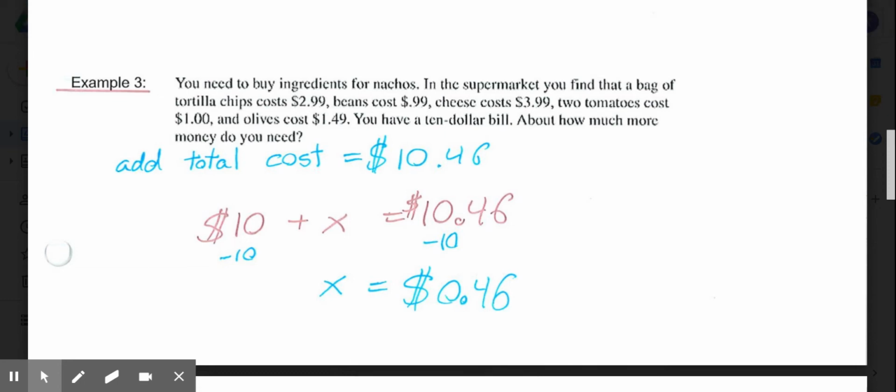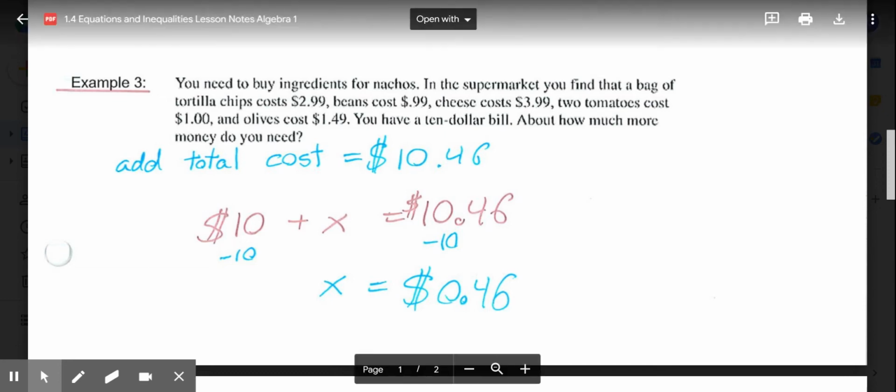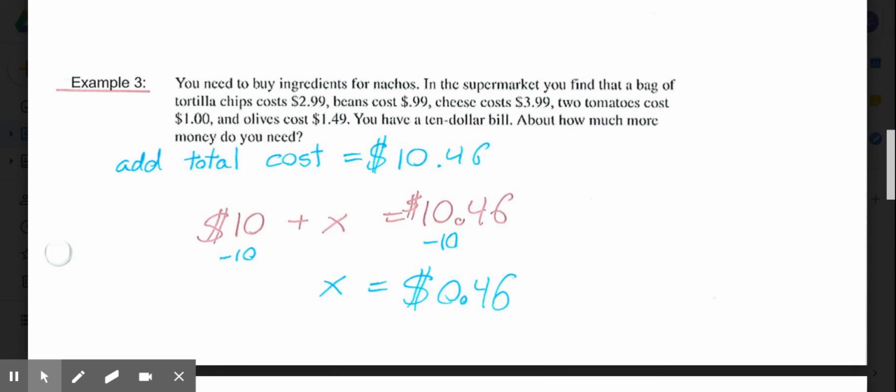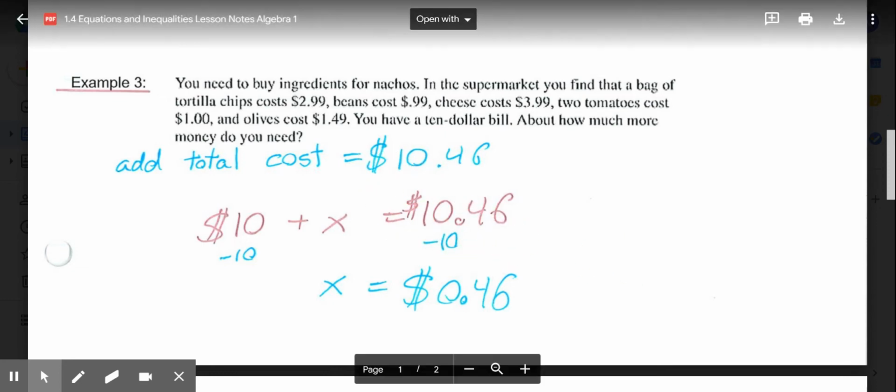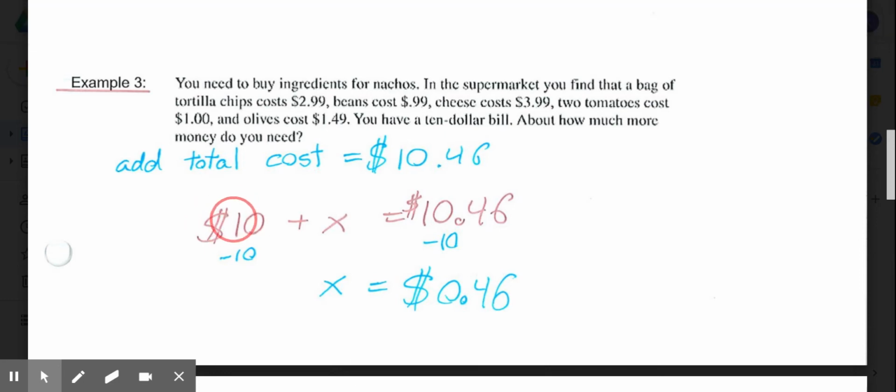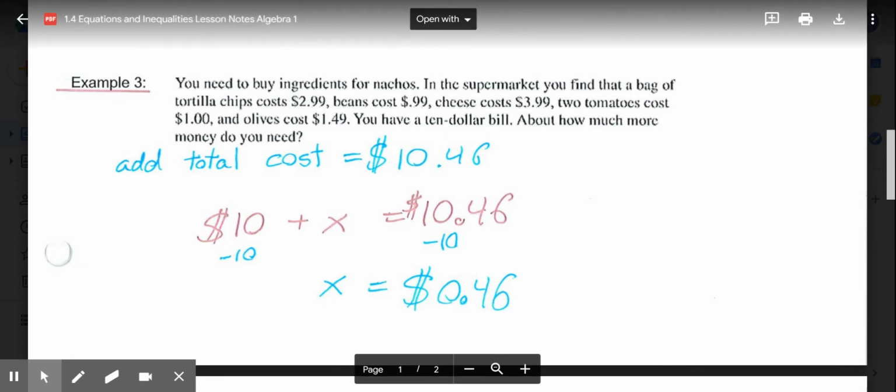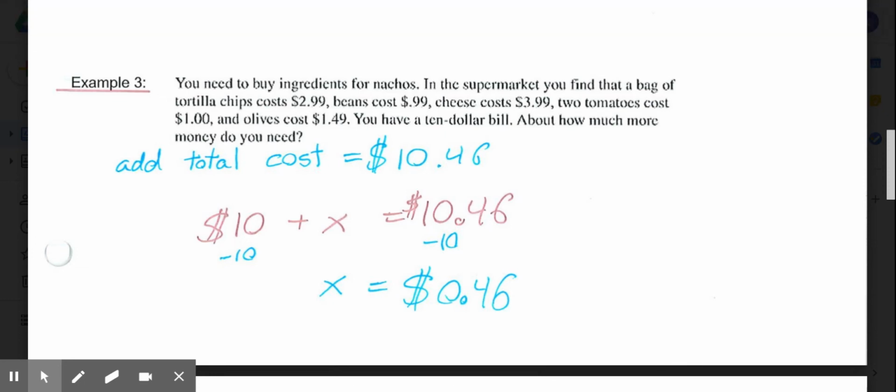The first thing I did is add up all the total costs that I would be spending. So I added the $2.99, 99 cents, $3.99, $1, and $1.49. That gave me $10.46. Then I could set up a simple equation. I know my cost is $10.46. I had $10, and I'm checking how much more I need. So to solve this, I could do 10.46 minus 10, which tells me that x would be 46 cents.